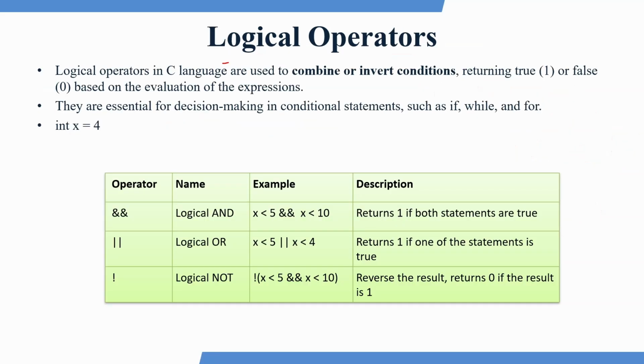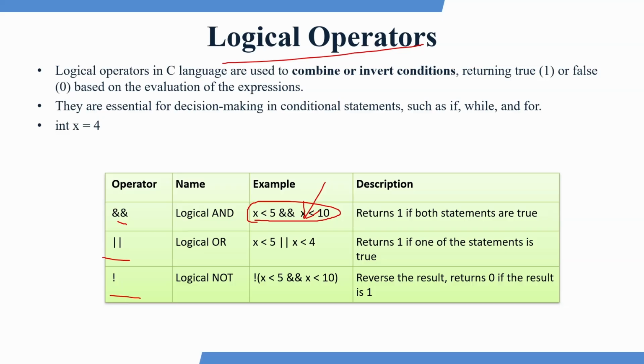The next one is logical operators, which are used to combine more than one condition. Earlier, the relational operator was used to specify a single condition. If you want to combine any two conditions, we can go with the logical operators: and, or, and not.